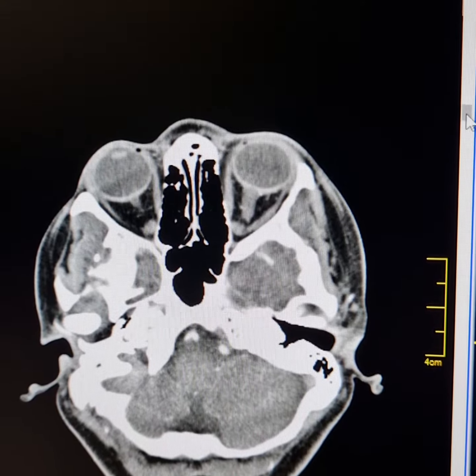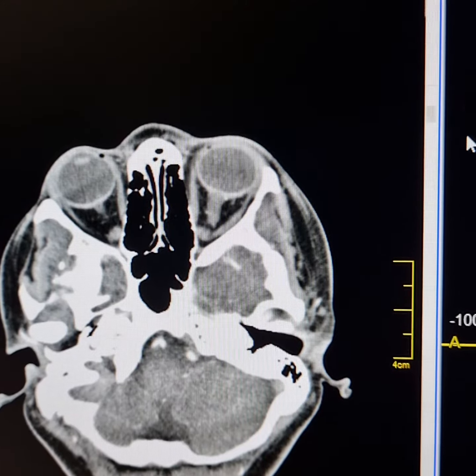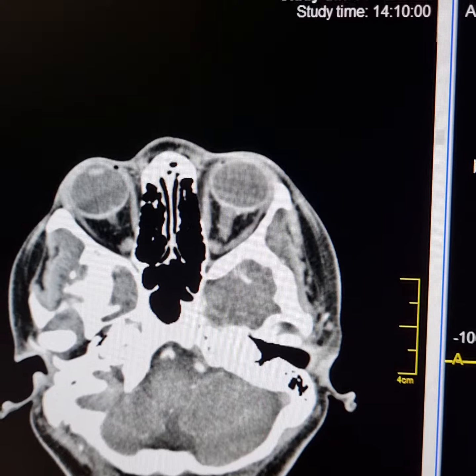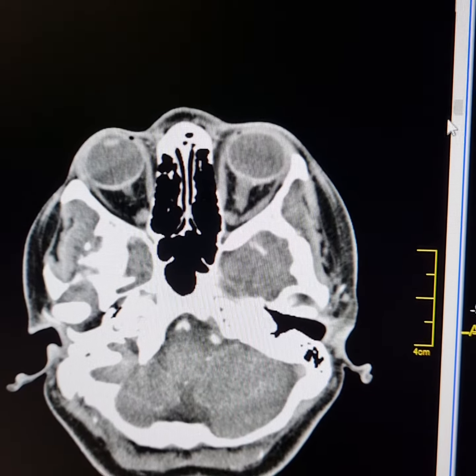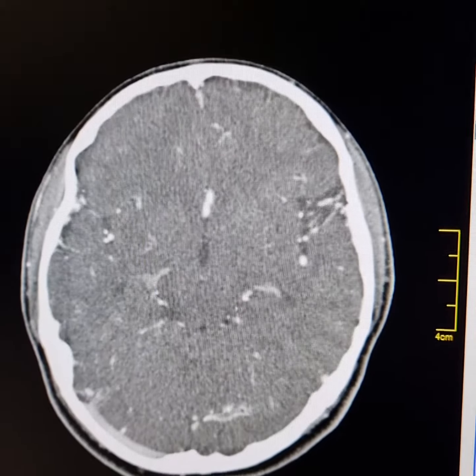6 millimeters. So there is widening of the subarachnoid space along the optic nerve, or we may call it that the optic nerve sheath complex is thickened. These are the features of benign intracranial hypertension.